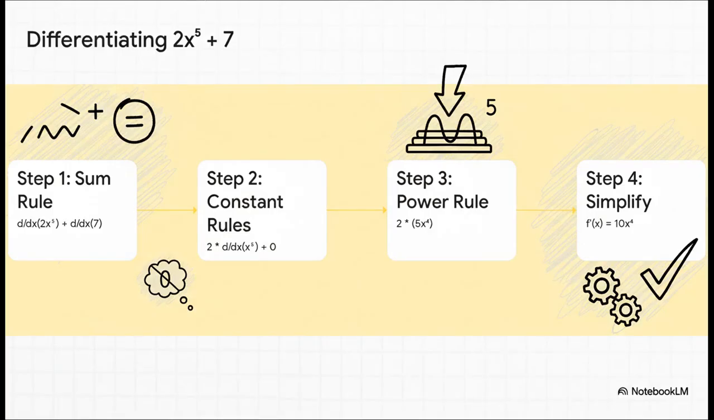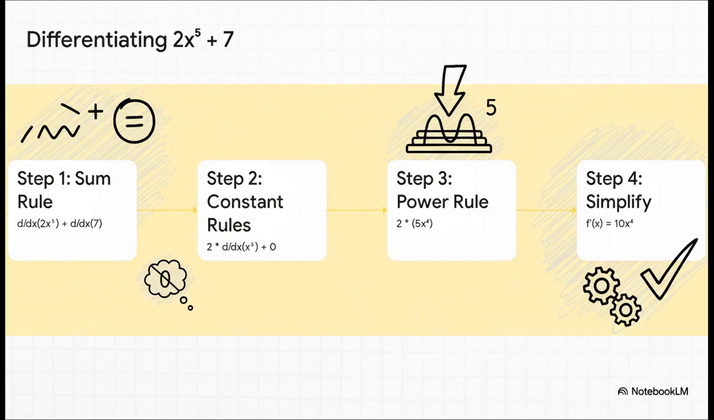Let's walk through an example to see all of this in action. For the function 2x to the 5th plus 7, we can use the sum rule to break it apart. First, the derivative of 7 is just 0. That's our constant rule. For the 2x to the 5th part, that 2 just hangs out in front, and we use the power rule on x to the 5th, which gives us 5x to the 4th. Finally, we just multiply that 2 and the 5x to the 4th to get our answer, 10x to the 4th. See?